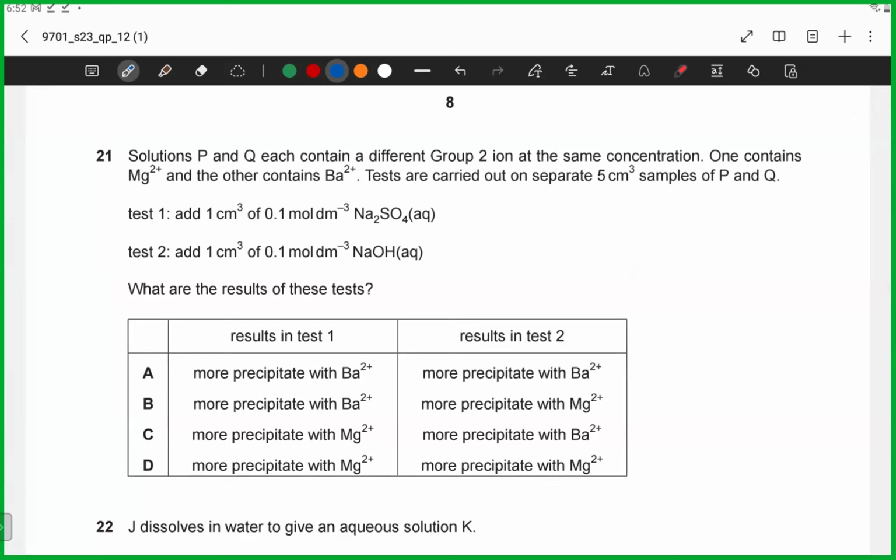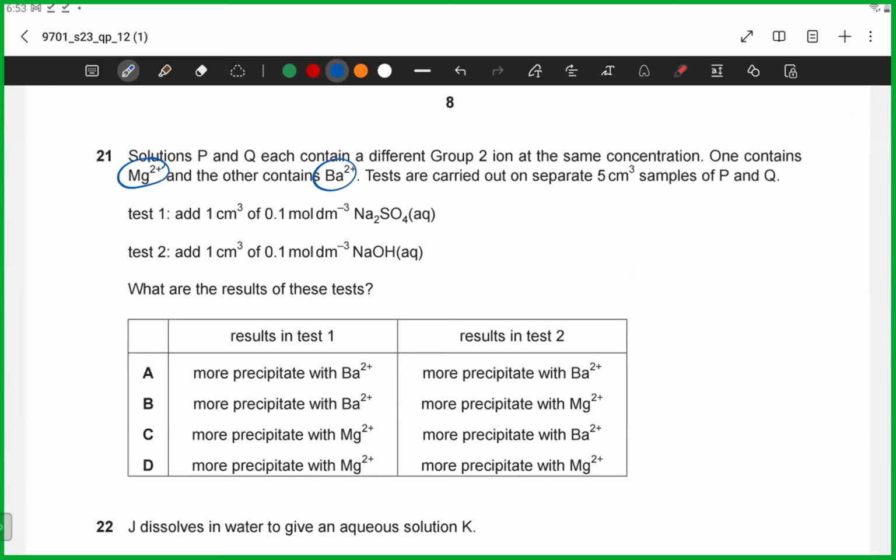अच्छा okay, P and Q each contain a different group 2 ion at the same concentration. One contains Mg, एक में Mg है, दूसरे में barium है. Tests are carried out on separate 5 cm³ samples of P and Q, right? अच्छा, he didn't tell us कि which one is P and which one is Q. बताया कि नहीं बताया? नहीं, he didn't tell us. He just told us one contains.